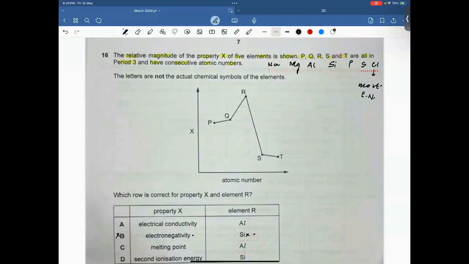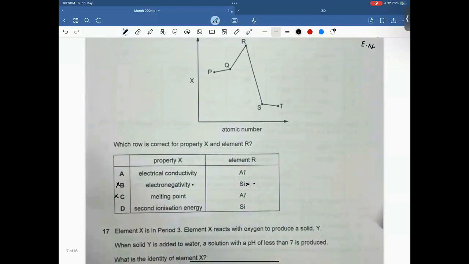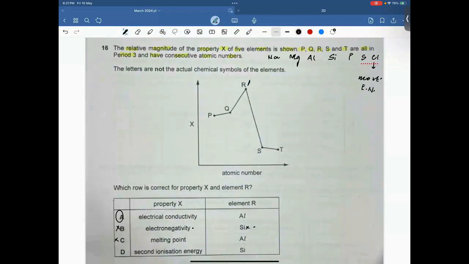Okay. I believe A is going to be the right answer, because aluminum has the highest electrical conductivity. This is sodium, this is magnesium, aluminum, silicon, and then phosphorus. So aluminum has the highest electrical conductivity because it has the maximum valence electrons. Okay.